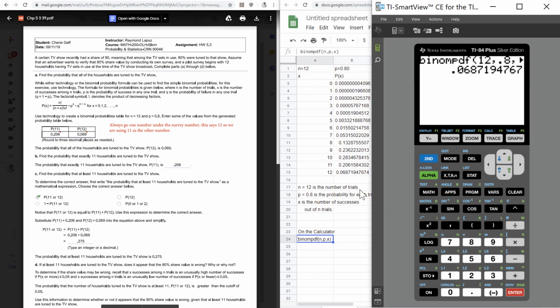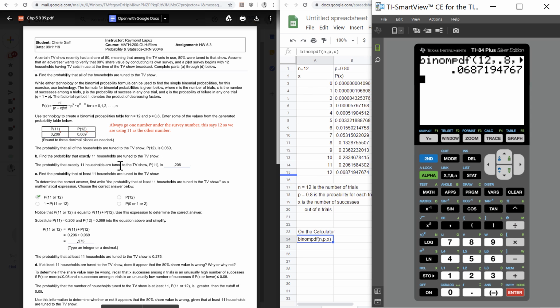If I press enter, I should get the same value that I got from my Excel file, which is 0.0687. That is the answer for the first one. The probability that everybody's tuned in is 0.069, which is what they say, rounded off to 3 decimal places. The second question is find the probability that exactly 12 households are tuned in.